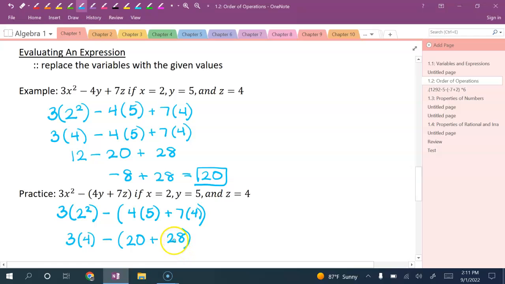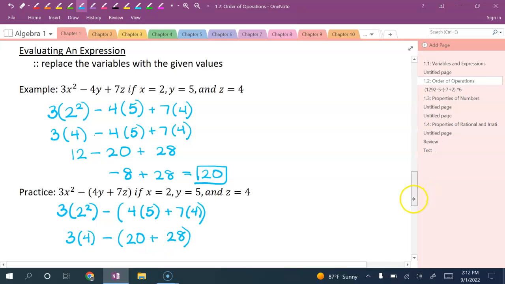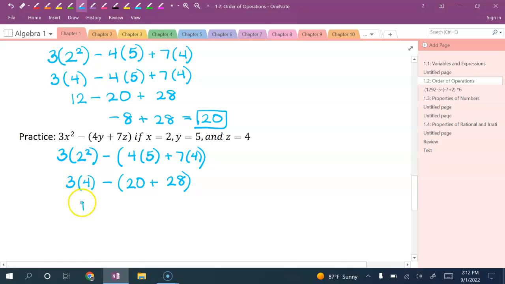Now, a lot of times what I see students do is they will have dropped the parentheses around the 20 plus 28. You can't do that because you have to multiply first, but then you also have this addition problem in there. So you want to make sure that you keep the parentheses because you haven't completely taken care of all the operations yet. So make sure that you added those numbers first before you did anything else with it. So this would have been 12 minus, if I add those together, that would be a 48. So 12 minus 48 would simplify to negative 36.